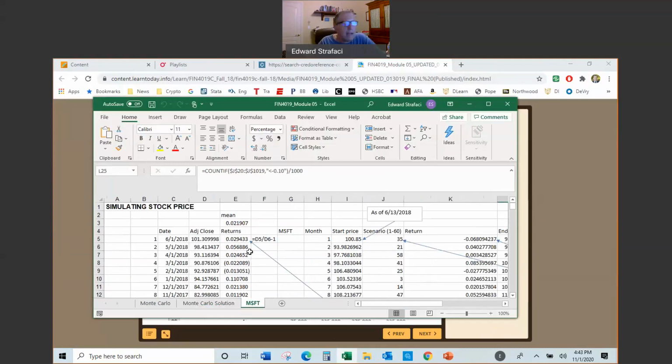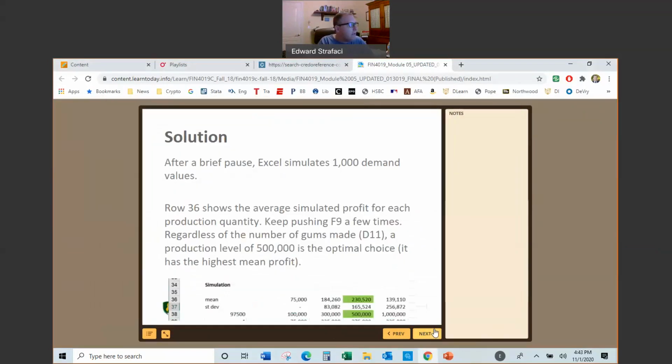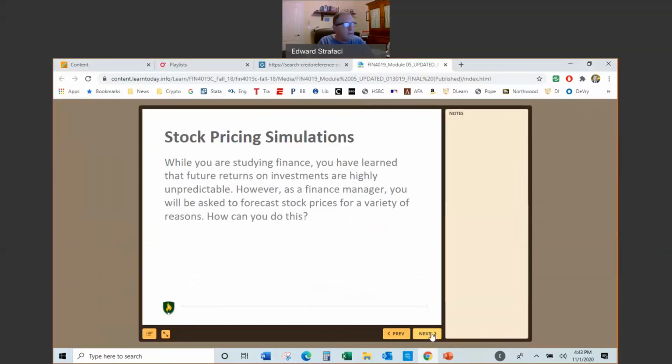Well, this is Microsoft. Now with stocks, I'm going to look at historic returns. Now don't forget, with the gum company, I came up with the probability distribution. With stocks, I'm going to look at historical prices. Now, what would the problem be with historical prices? The problem is that they're not necessarily, and they say that here, indicative of what's going to happen in the future. So basically what we do with stocks is we use past performance to predict future performance, but it's not necessarily indicative of the future, right?